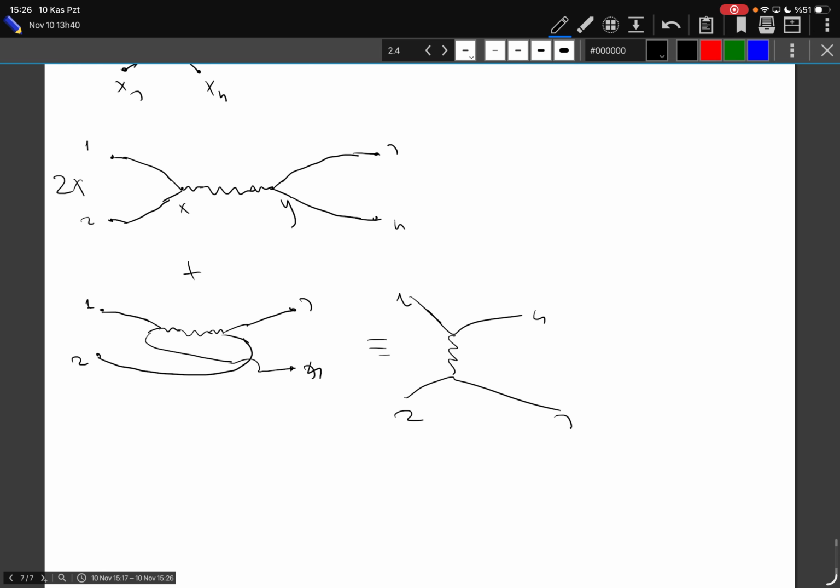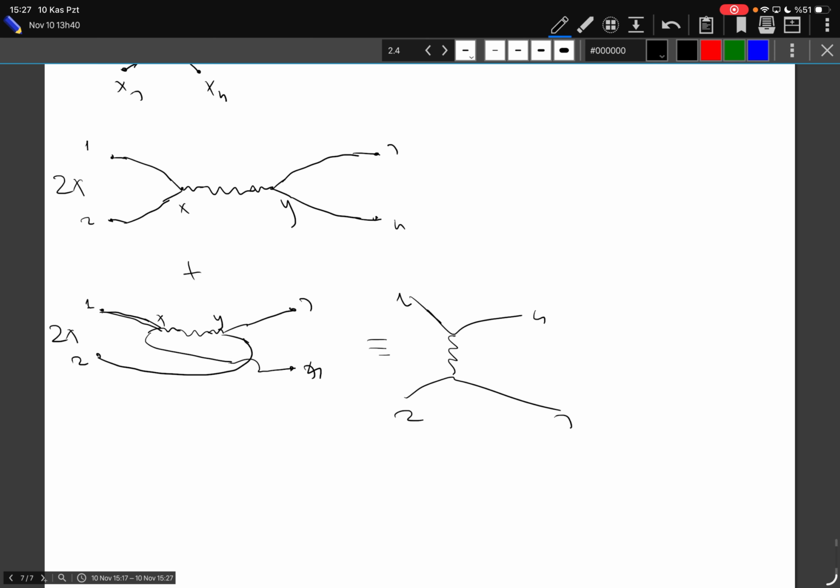Well, the same thing also here. 1, instead of connecting to the point at X, it can connect to the point at Y. And 2 can connect to the other one. And 3 and 4 will be the other way around. Again, a factor 2.